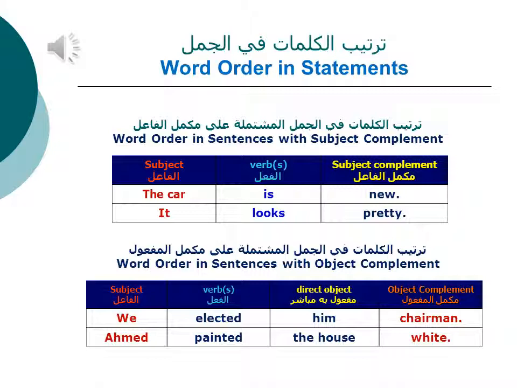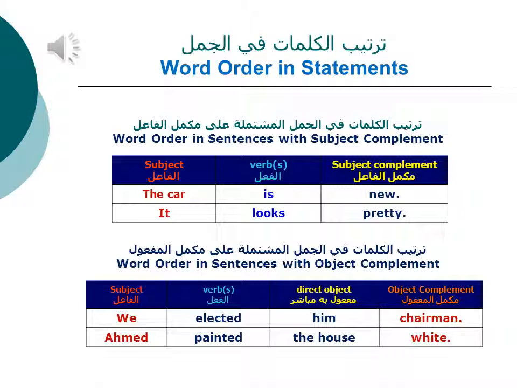The second table contains two examples showing how to order words in sentences with object complement. The first one, we elected him chairman. We is the subject, elected is the verb, the direct object is him, the object complement, chairman, refers to the direct object, which is him. So we elected him chairman.